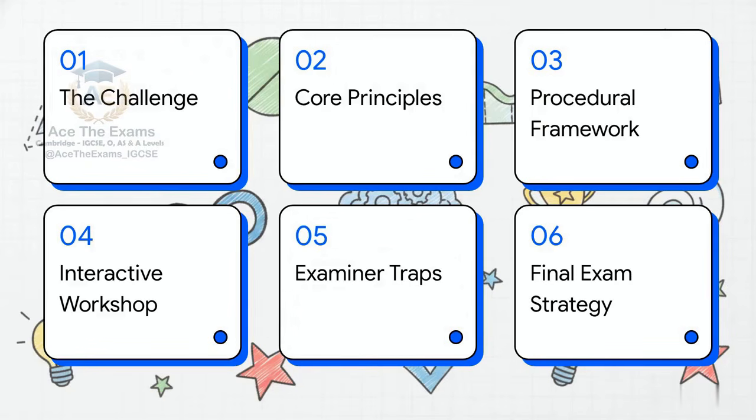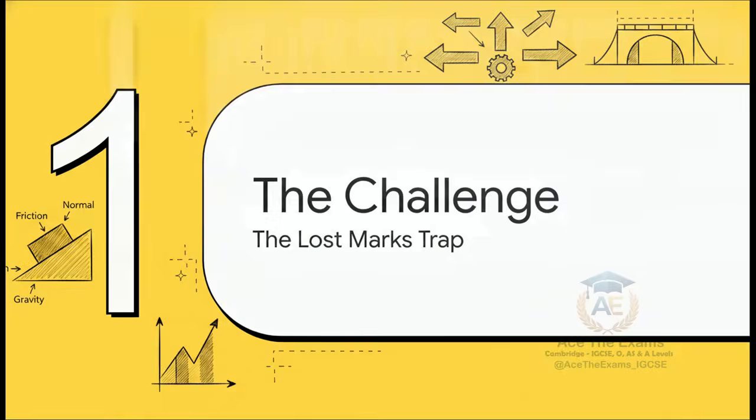Okay, let's dive right into this structured roadmap we've prepared for surviving those notoriously tricky Cambridge past paper questions. We are going to hit 6 key areas today. First, we'll outline the challenge. Second, the core principles. Third, our procedural framework. Fourth, we'll do an interactive workshop together. Fifth, we'll expose those examiner traps. And finally, we'll lock down your final exam strategy. Let's get to it.